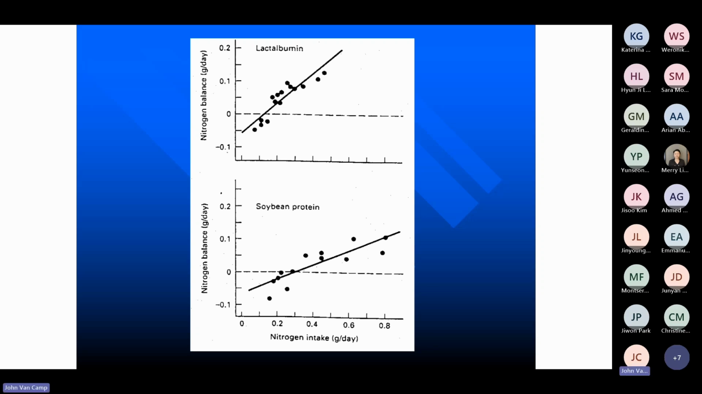So the connection point with balance equals 0, or the inclination of the curve, tells you something about the nutritional value of a protein, which is usually higher for animal type proteins than for plant-based proteins.